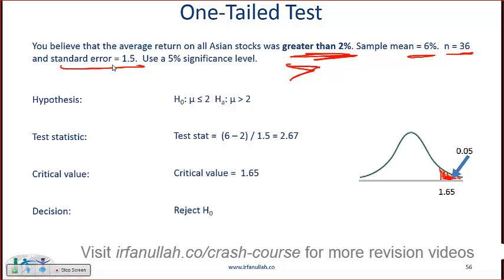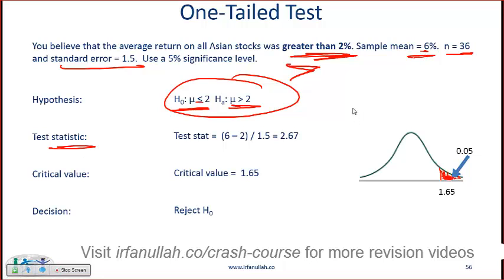Here now the standard error is given. So this is the hypothesis. Notice null is what you would like to reject, and it has the equal to sign. Alternate is that the mean is greater than 2. How do you come up with a test stat? It is the sample mean. So again, x bar minus the hypothesized value over the standard error. X bar is 6. Hypothesized value is now 2. It's not 0. Divided by the standard error which is given. So here you don't need to do any further calculation.